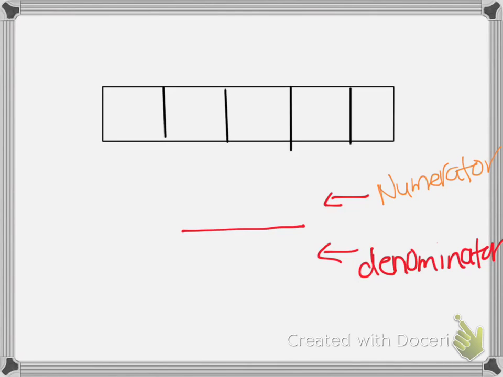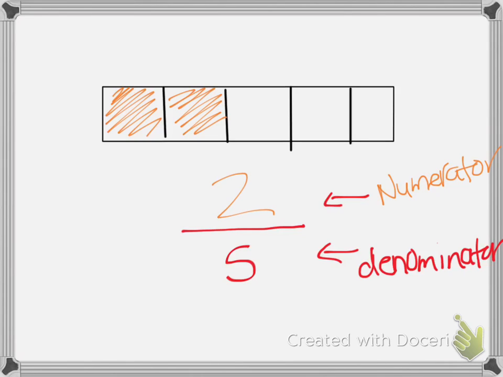The denominator is the amount of squares we actually have all together. So that means we have 1, 2, 3, 4, and 5. Now, the numerator is those squares that are shaded in. 1 and 2. So that means that we have a fraction of 2/5. Out of the 5 total parts, we have 2 that are shaded in, the numerator and the denominator.